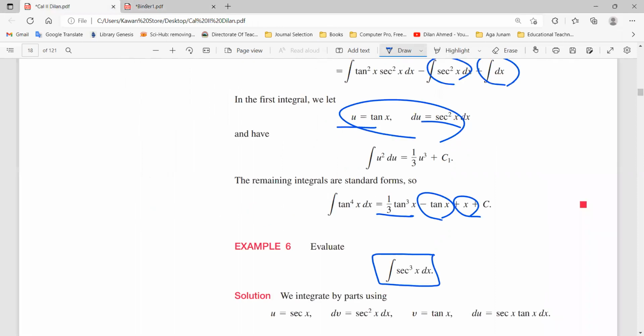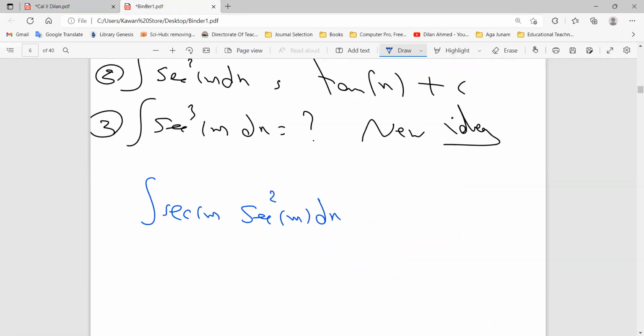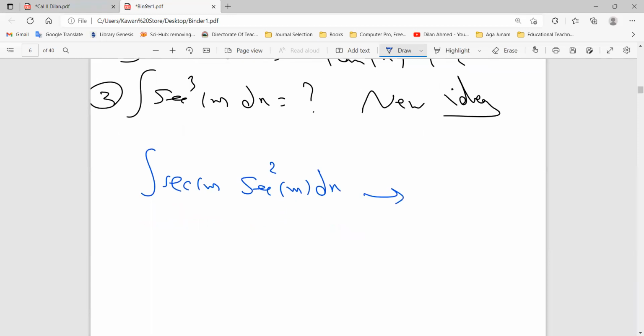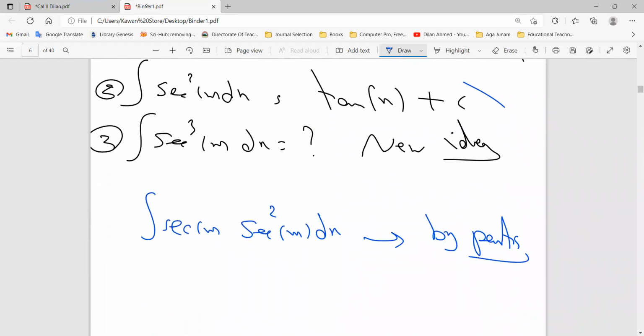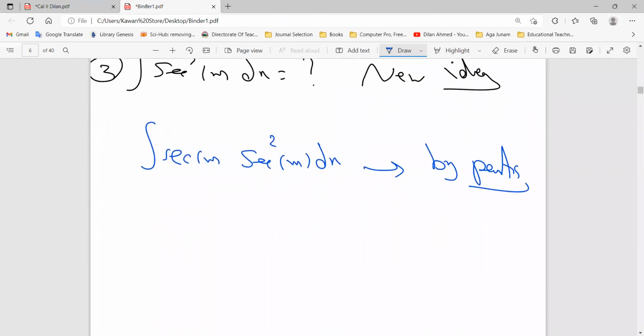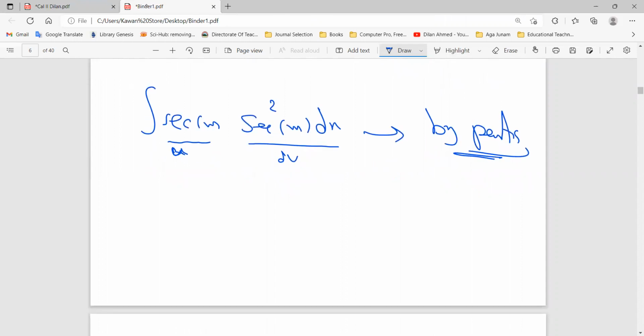Understood? So look here. We make it like that, secant times secant squared, and I'm going to use integration by parts. I cannot solve it directly or by a small idea. I need a big idea, a great idea here. So I say by parts, because I have 2 parts, u and dv. Don't say du, you have dv. Let u be secant of x, and dv be secant squared x dx.